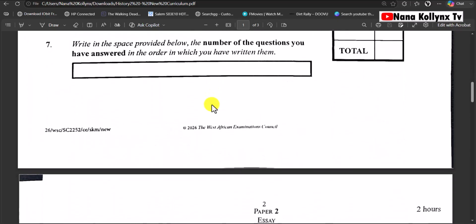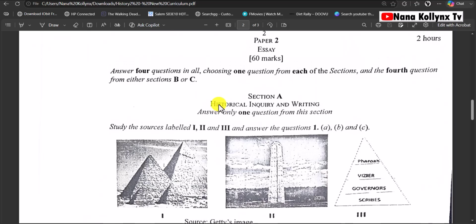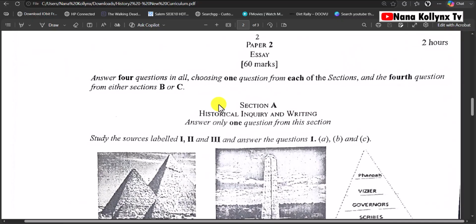Good. So let's start with the questions. Okay. Let me bold it so that you can see it clearly. All right. Now you see it says 60 marks. Answer 4 questions in all, choosing 1 question from each of the sections, and the 4th question from either section A, B, or C. So we have to answer 4 questions in all, choosing 1 question from each of the sections, and then the 4th one from either section B or C, which means that we are going to have how many sections?